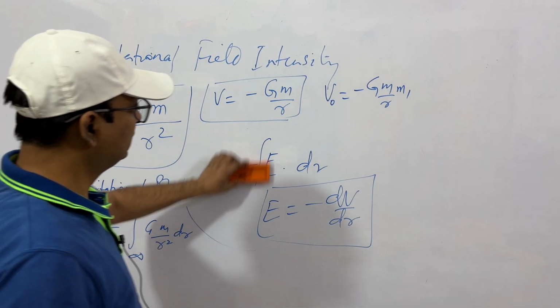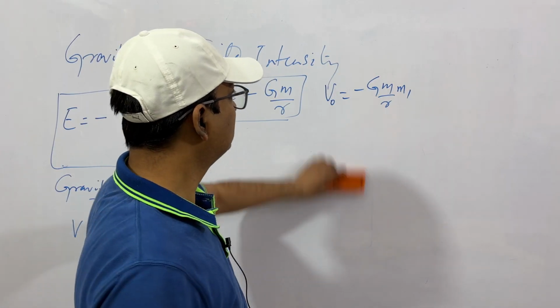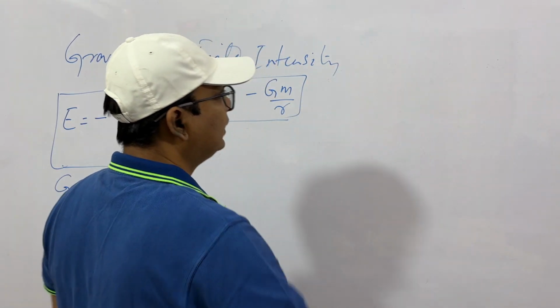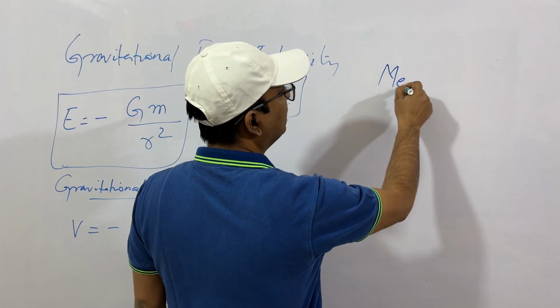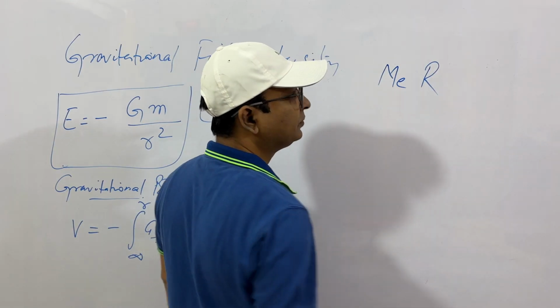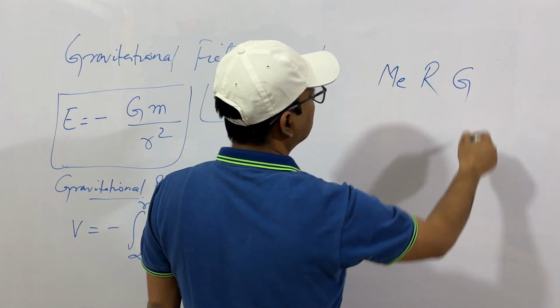Okay, now let's see a very interesting result from this. Let's say the mass of Earth is Me and its radius is r, and you know the gravitational constant G.